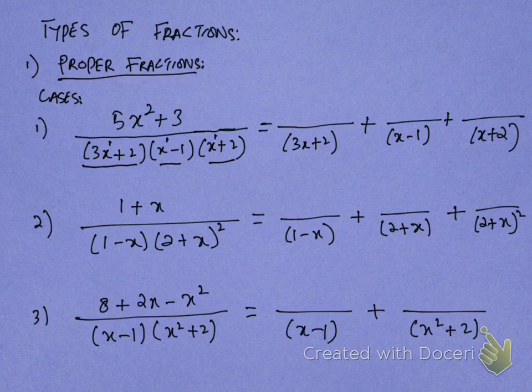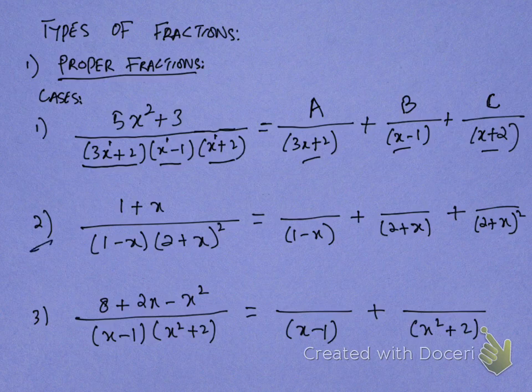This fraction can be split into 3 fractions. Since we have 3 factors, you have to split this fraction into 3 fractions: 3x plus 2, x minus 1, x plus 2. Now see, all factors are linear, therefore write constants in their numerators.